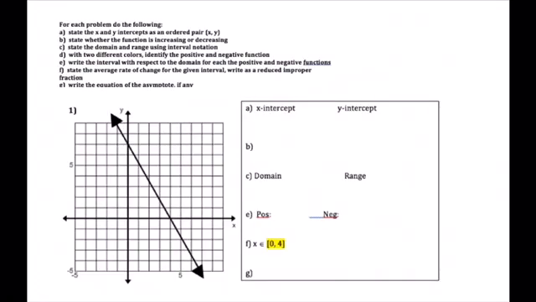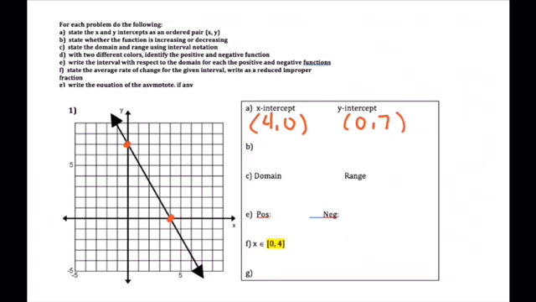Okay, so let's do a few like this. If we look at number 1, for each of the following graphs, we're going to do the same things we've been doing, state the x and y intercepts as an ordered pair. So let's go ahead and do that. The x-intercept, okay, if you want to put a point on your paper, that's going to be at the point (4, 0). The y-intercept is where it crosses the y-axis, and that's going to be (0, 7).